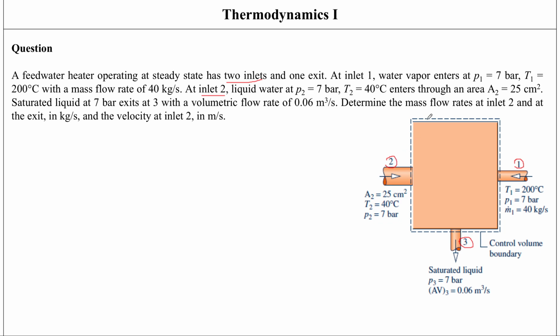At inlet 1, we've got water vapor that enters at a pressure of 7 bars and a temperature of 200 degrees. The mass flow rate is given as well at inlet 1. At inlet 2, we've got liquid water at this pressure, 7 bars, and temperature equals 40 degrees. And the area is given to us as well, 25 centimeters square.